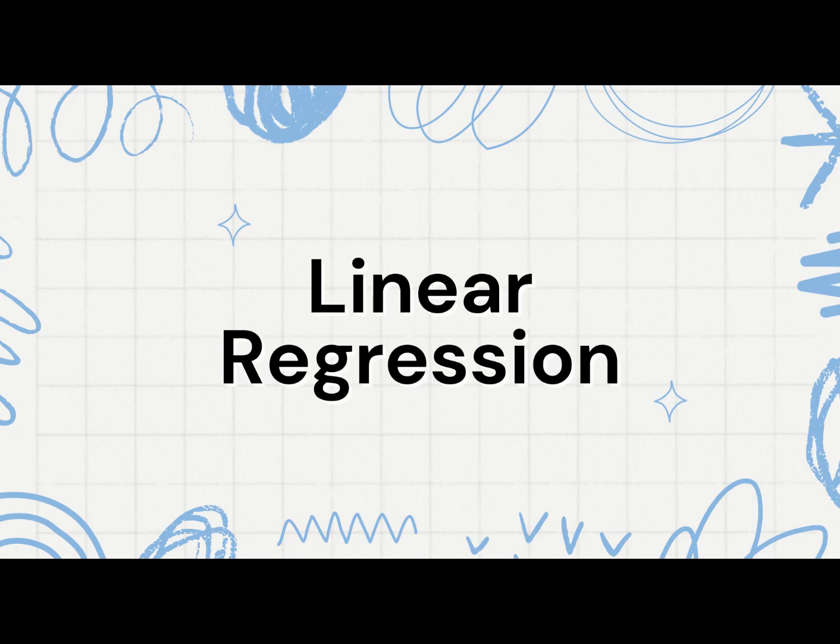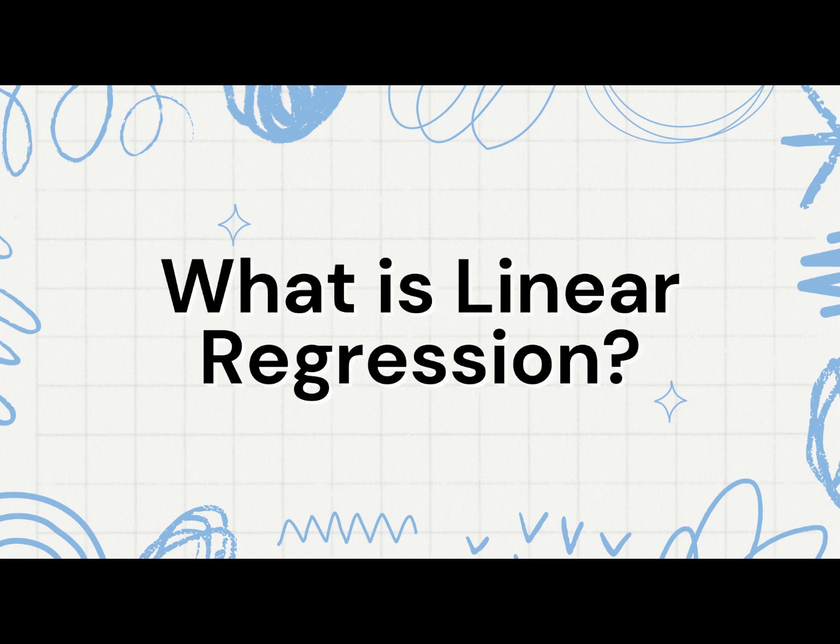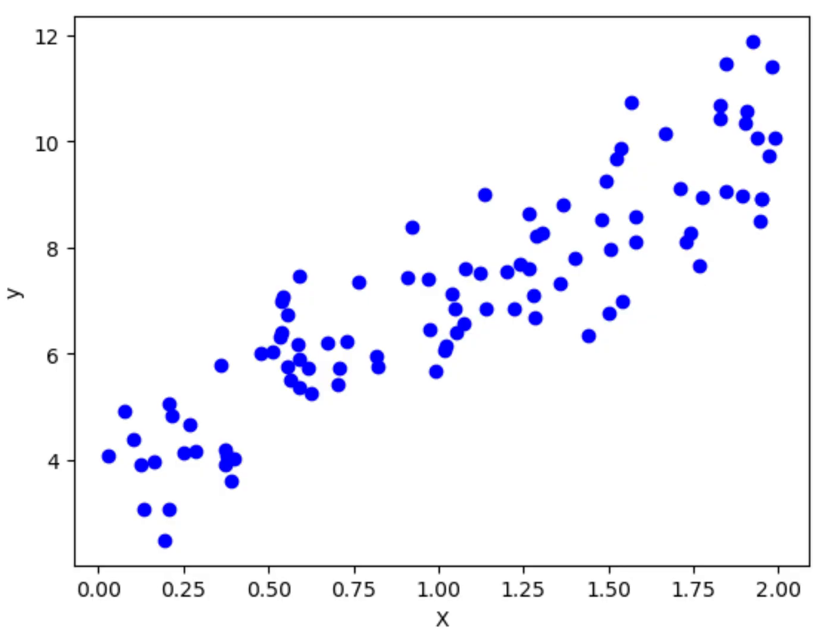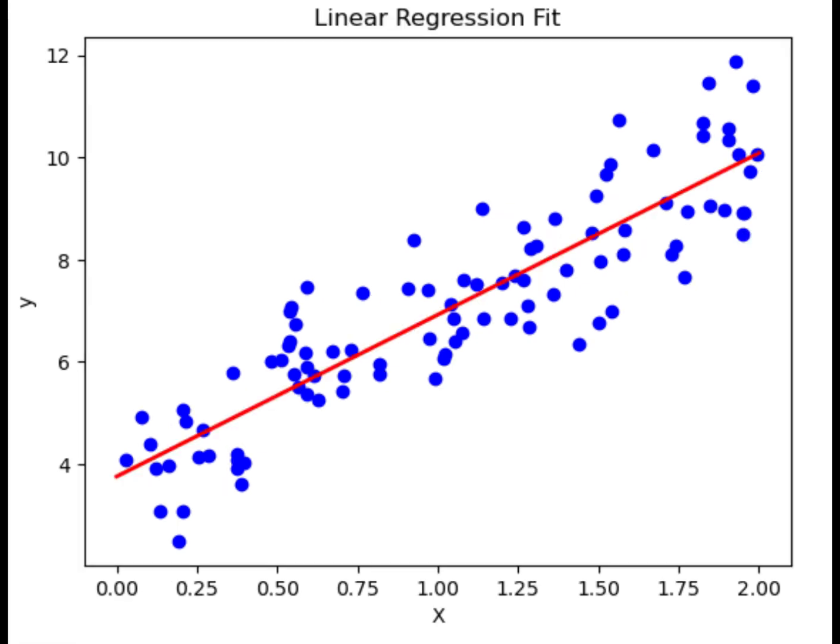Hey everyone, today we're going to focus on one of the simplest yet most powerful algorithms, linear regression. Linear regression is a supervised learning algorithm used to predict a continuous target variable based on one or more input features. Basically, the idea is to find the best fitting straight line through the data points that minimizes the difference between the actual and predicted values.